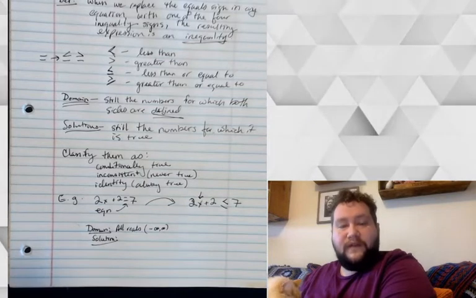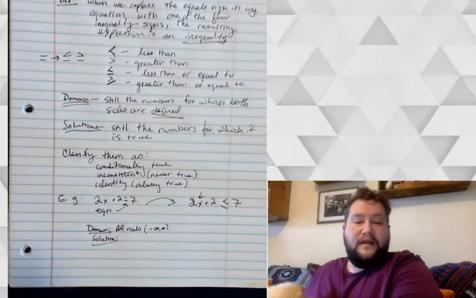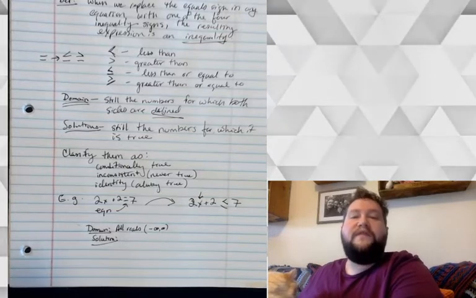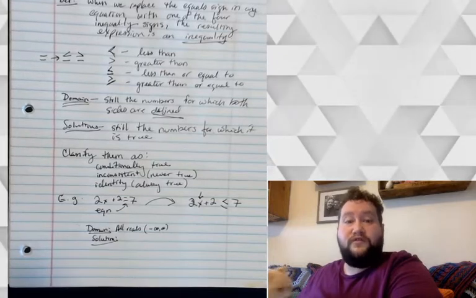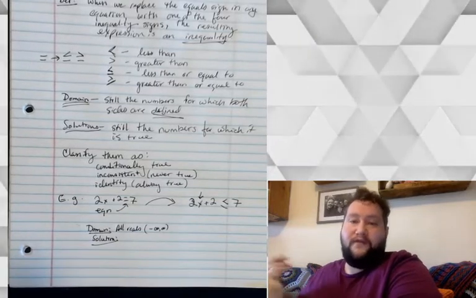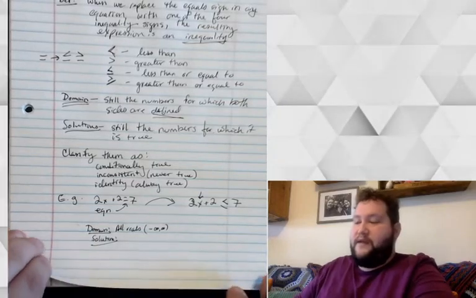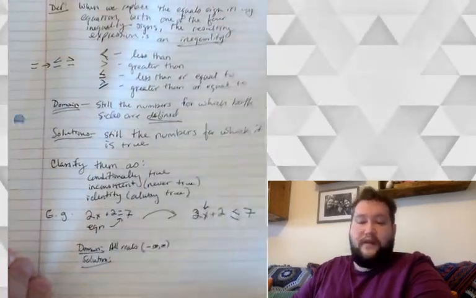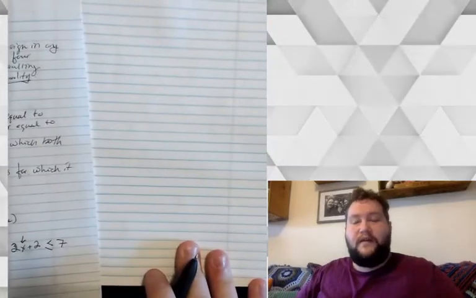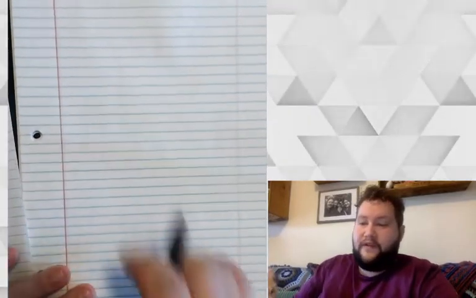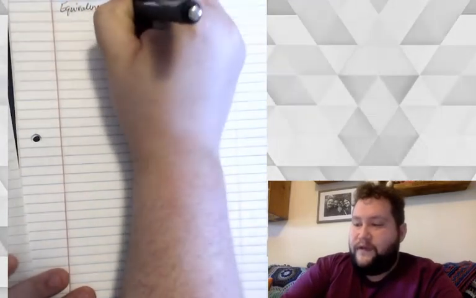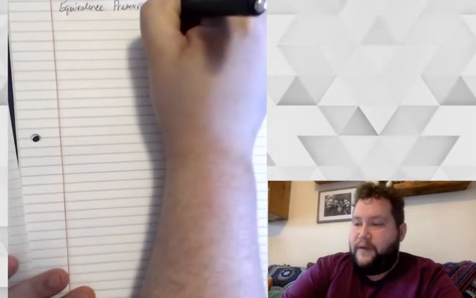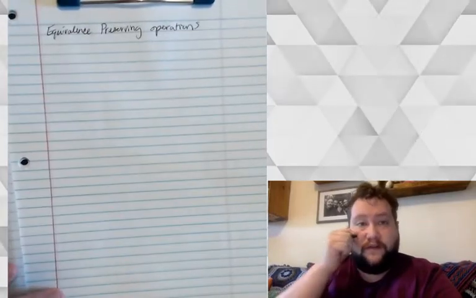Well, before we can solve this, what we'll need to look at are our equivalence preserving operations. So what things can we do to an inequality that preserve the solution set, that preserve the set of values for which it is true? And so let me go to a new piece of paper. I'll give you those 3 equivalence preserving operations. And once we have those, we're going to go back to our example and find a solution set.